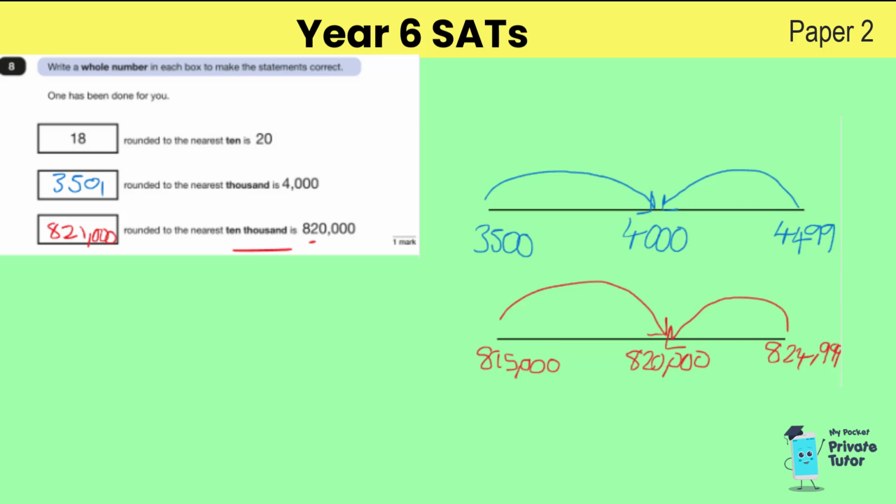I mean, you don't even need to do both. You could just think about what's the smallest number it could possibly be and you choose something from this range.